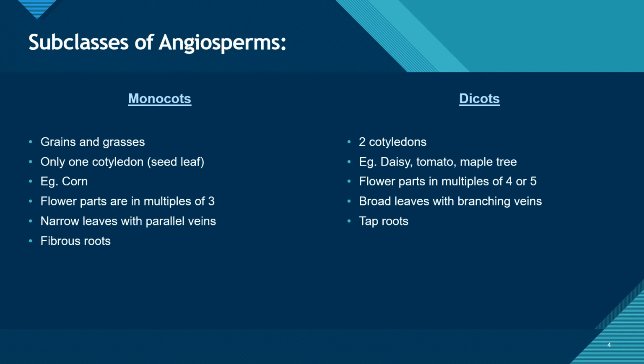Monocots are grains and grasses. They have only one cotyledon, or seed leaf, for example, corn. Flower parts are in multiples of 3. Their leaves are narrow with parallel veins, and they have a fibrous root, which we'll talk about soon. Then dicots have 2 cotyledons, for example, a daisy, tomato, or maple tree. Flower parts are in multiples of 4 or 5, compared to the monocots, which have 3. They have very broad leaves, branching veins, and they have something called taproots.